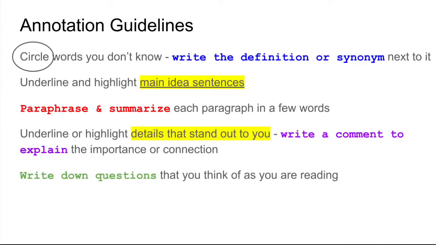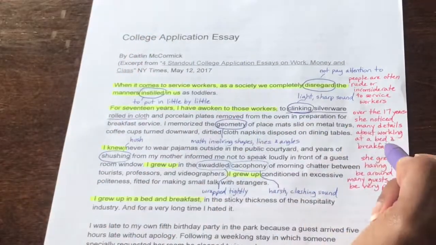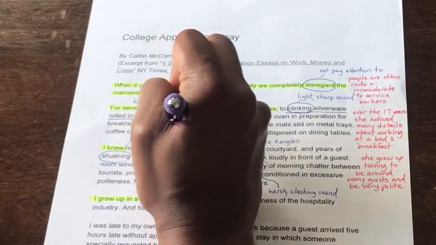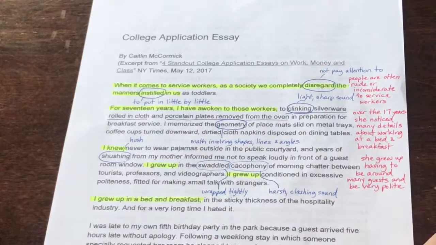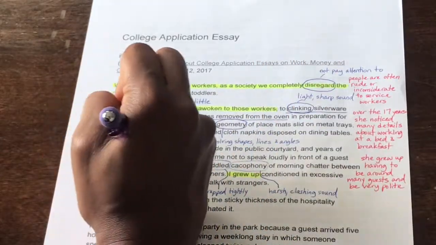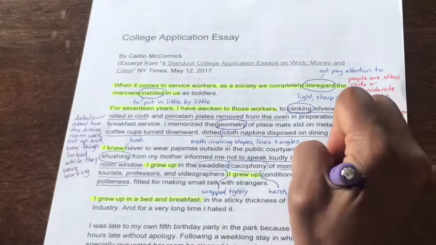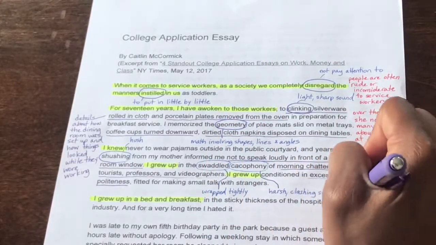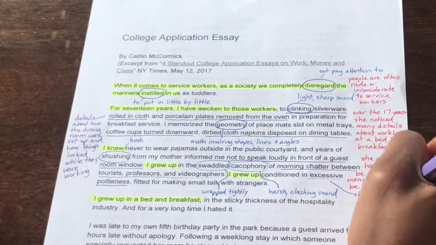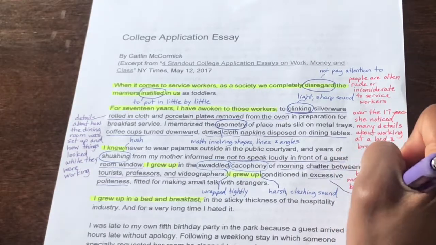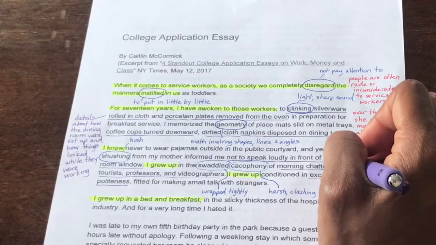The fourth thing that you should do is underline or highlight details that stand out to you. When you identify these details that stand out, be sure to also write a note that explains why it stuck out to you.